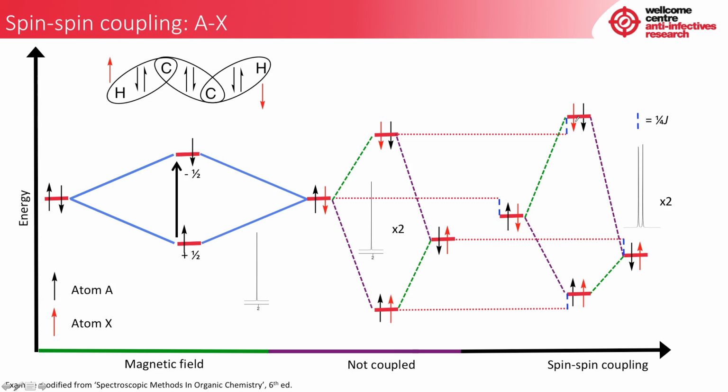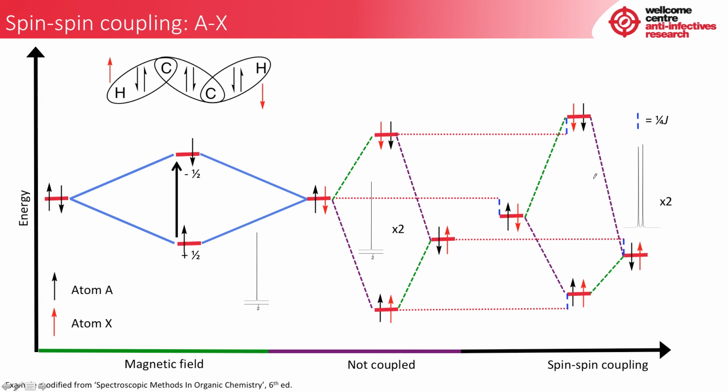The result of this distortion is that if we look at the two green lines for the A system and the two purple lines for the X system, we will see that there is now a pair of inequivalent transitions for each, and this results in each nucleus giving us two lines, so we see a doublet, different chemical shifts for each. If we consider the energy of that, as it happens, the distortion of each of these configurations from the uncoupled energy value is 1/4 of J.